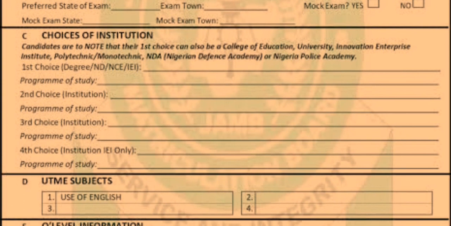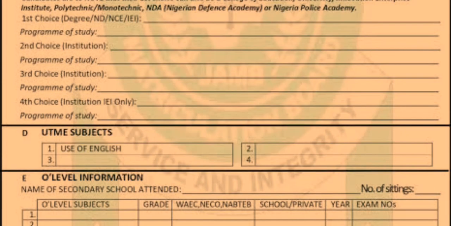First choice is often a university, except if you don't want to get a degree. First choice, you write the name of the institution very well. Then the name of the program you want to study. You need to be sure of the program you intend to study. Second choice, you write the name of the institution and the name of the program you want to study.